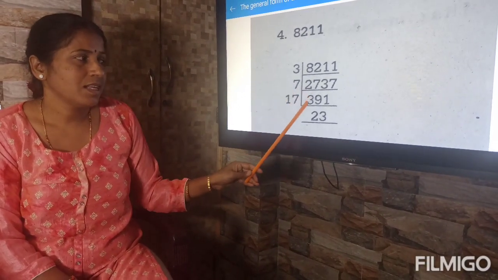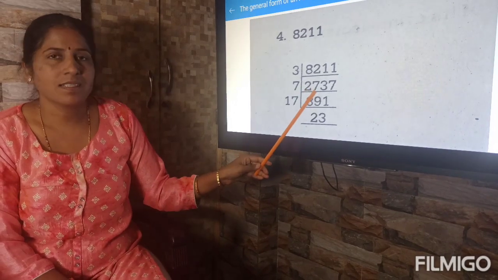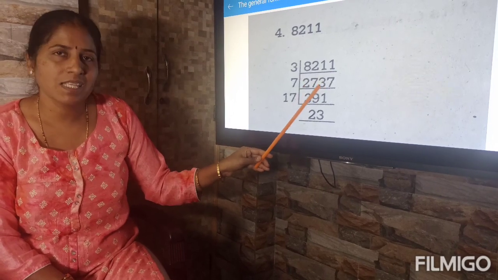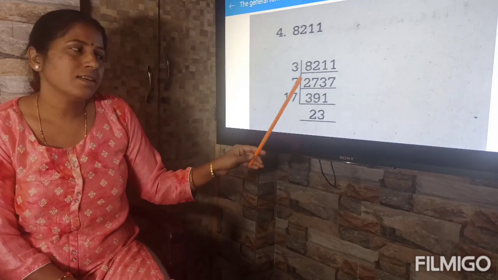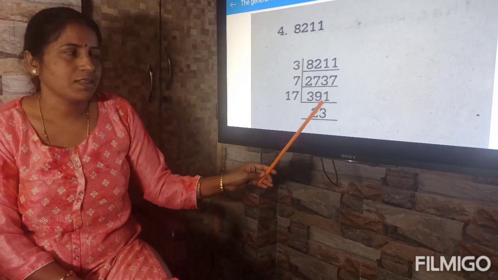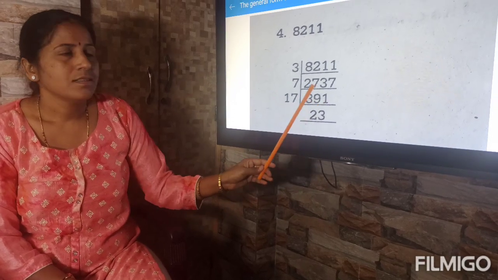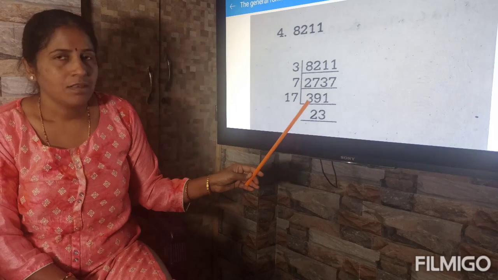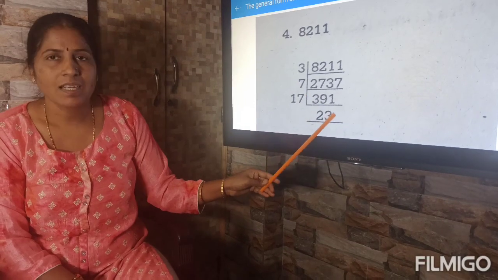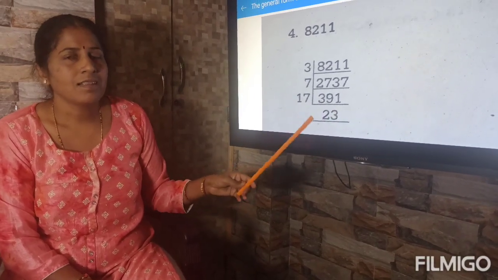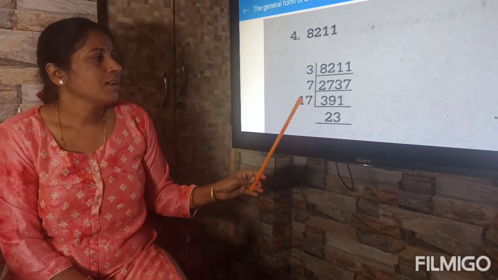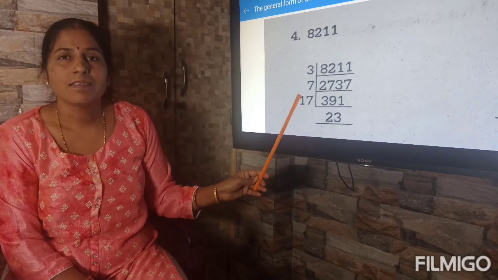3 7s are 21. In 27 subtract 21, 6 remains. Then add the next number, it becomes 63. 7 nines are 63. Then the last number is 7. 7 ones are 7. Next, this is not dividing by 3 or 7, or 11. We can't divide. We have to try the next number, other prime factors. We have to take and try. Lastly, we can divide by 17.